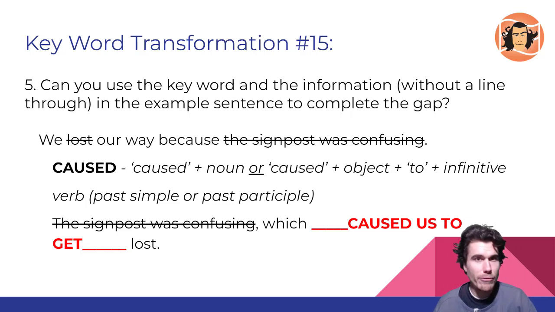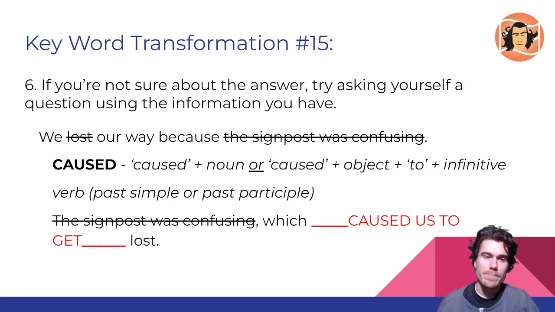Don't worry if you've written something different. You can use the next few steps with your own writing, or you can continue with me and my writing in the gap here. So, step number 6. If you're not sure about the answer, try asking yourself a question using the information you have. Okay, so I'm not sure about the answer, and I'm going to write a question based on the answer I've written in here, based on the whole of this sentence. And you should do the same. And when you've written down that question, press play and we'll see what question I've written down.